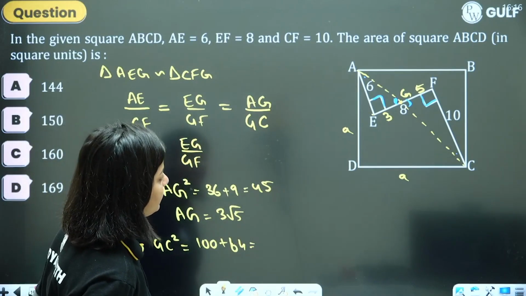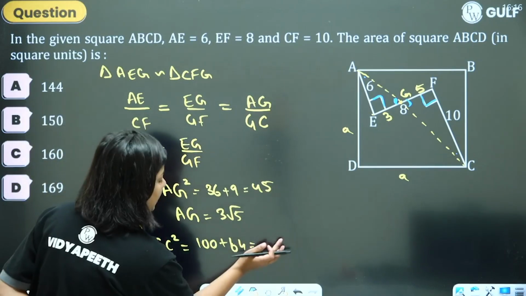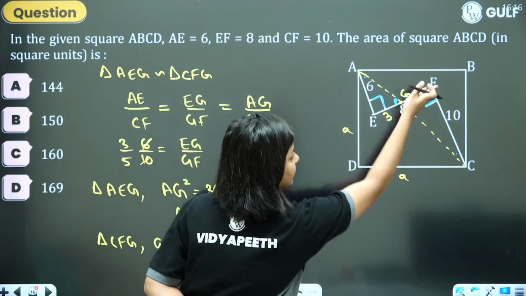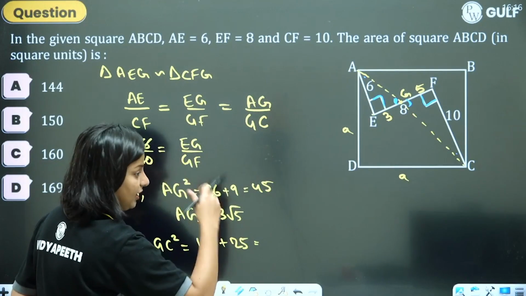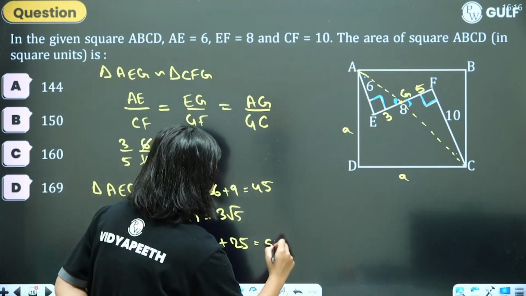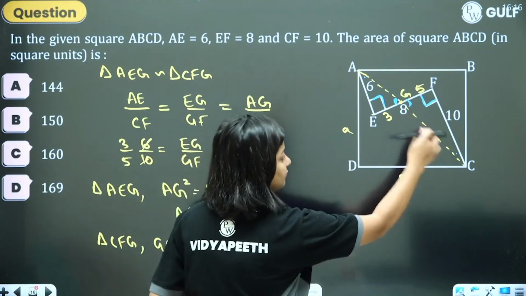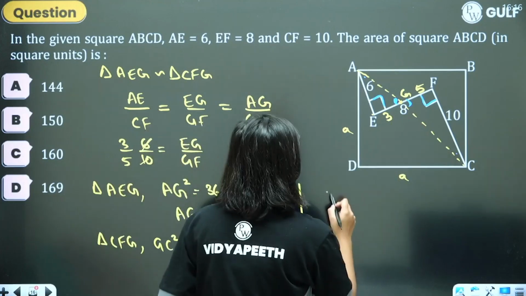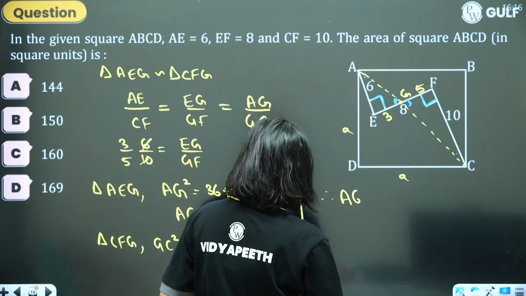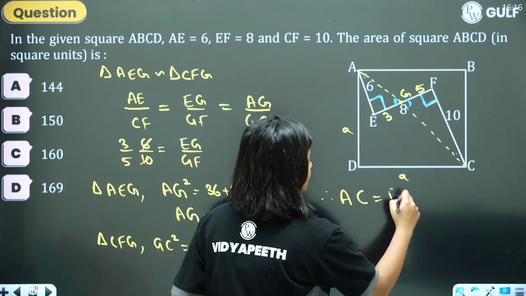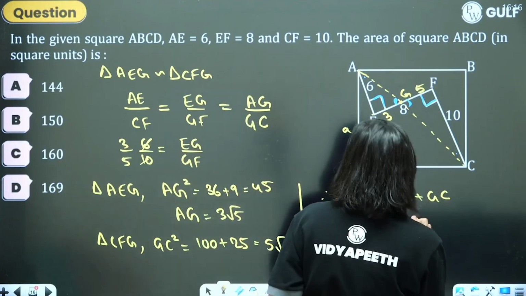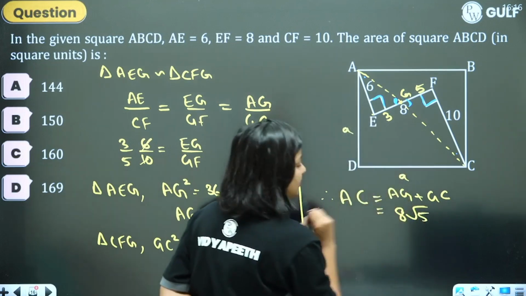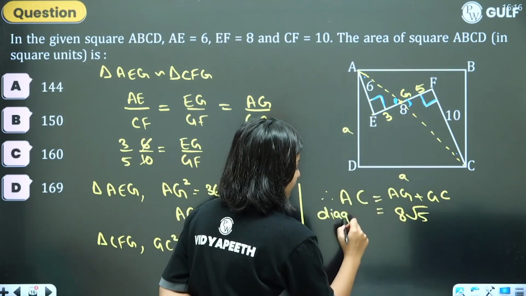Is that right? No, this is not 8. One side is 10, the other side is 5, 25. 125, square root of 125, 125 is 25 times 5, so it is 5 root 5. And when you add them, you will get AC. Now you get the diagonal, children, AC, which is AG plus GC. That's 3 root 5 plus 5 root 5, 8 root 5. Here is your diagonal ready, 8 root 5.